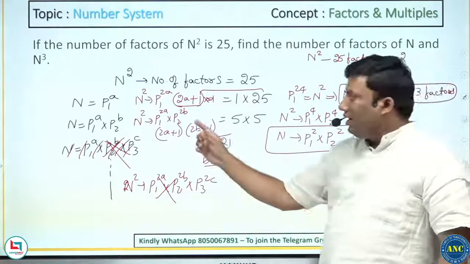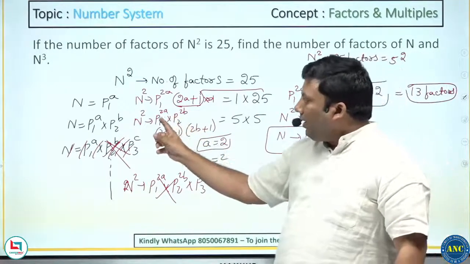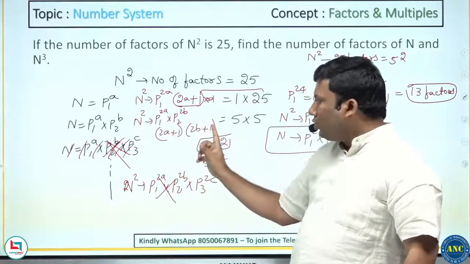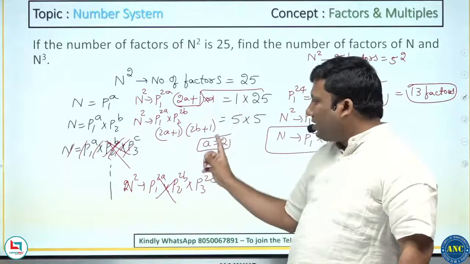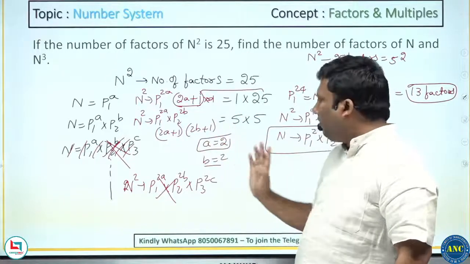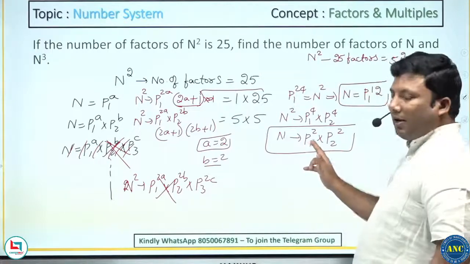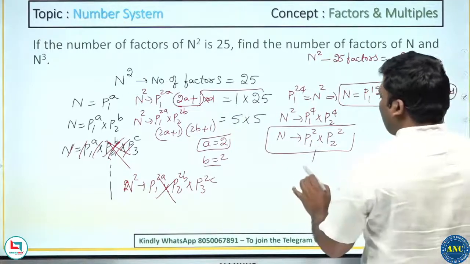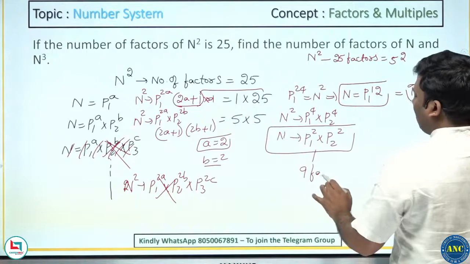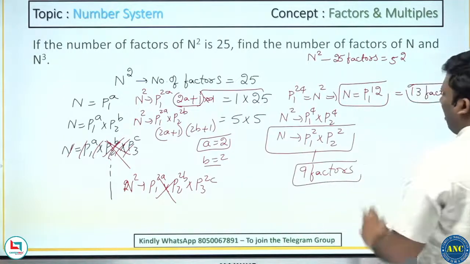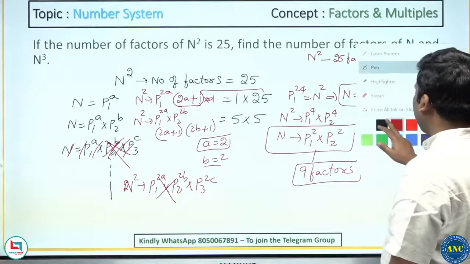Next, n square will be P1 power 2a, P2 power 2b. 0 to 2a, 0 to 2b. 2a plus 1 it is 4 times... A value 2, B value 2. So number will be P1 square into P2 square. How many factors are there for this number? 0 to 2, 3; 0 to 2, 3. 13 factors and 9 factors.